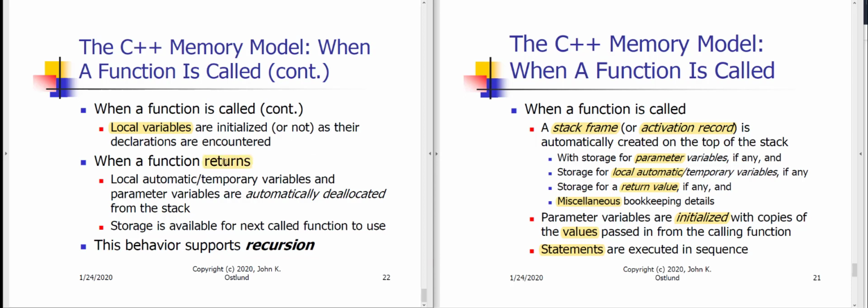When the function returns, which will occur either because you reached a return statement or because you reached the closing curly brace at the bottom of the function, then all of the local automatic and parameter variables are automatically deallocated from the stack so that that space on the stack is available for some other function to use. And by the way, in the same way that this business of creating symbol tables in Python supports recursion, creating stack frames in C++ also supports recursion. All right, so that's the end of this material.